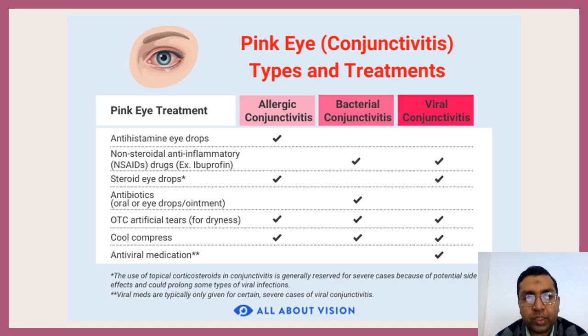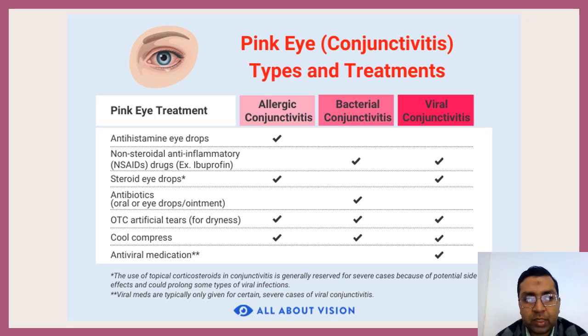We give antihistaminic eye drops for allergic conjunctivitis, steroid eye drops for allergic conjunctivitis, and then OTC artificial tears for dryness. If the eye is dry, we give this in allergic conjunctivitis. We can give artificial tears and a cool compress so that we can give a soothing effect to the eye. In bacterial conjunctivitis, we don't require any antihistaminic because it's a bacterial infection, so we give antibiotic, artificial tears, and cool compression, and an NSAID is also given in order to reduce the inflammation.